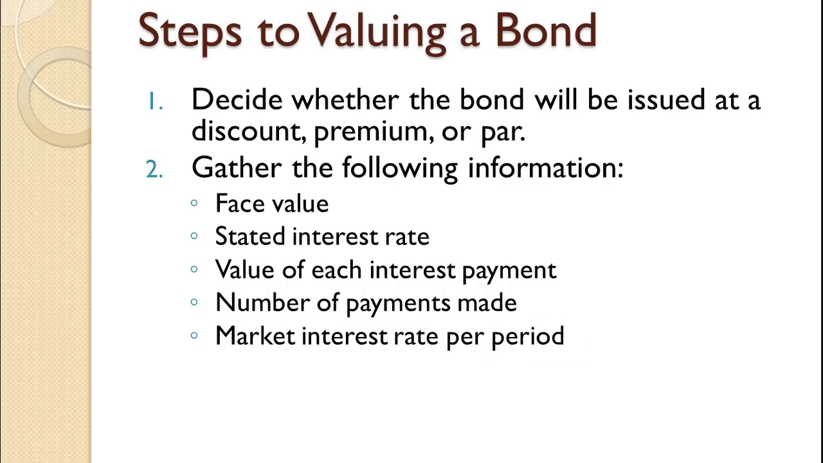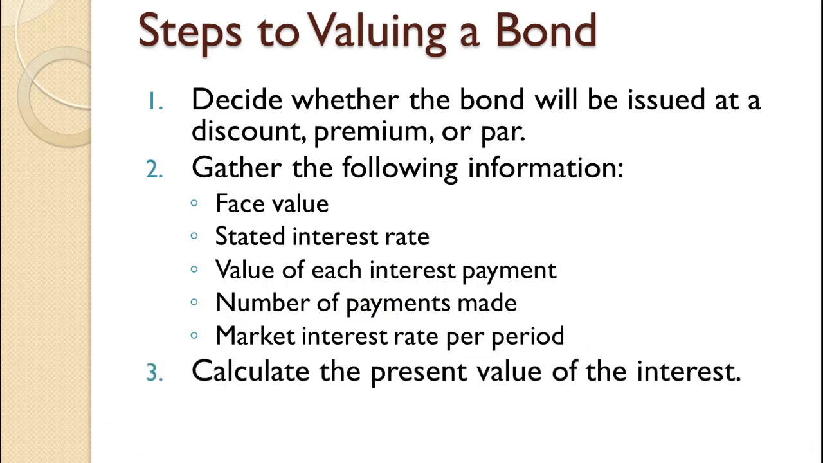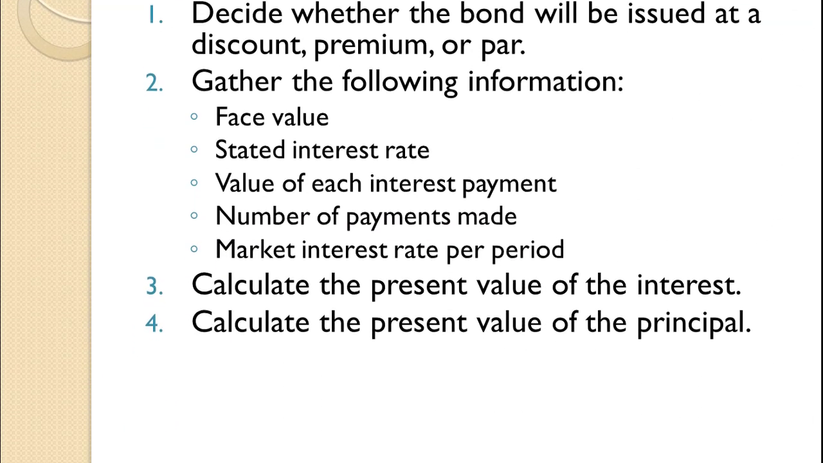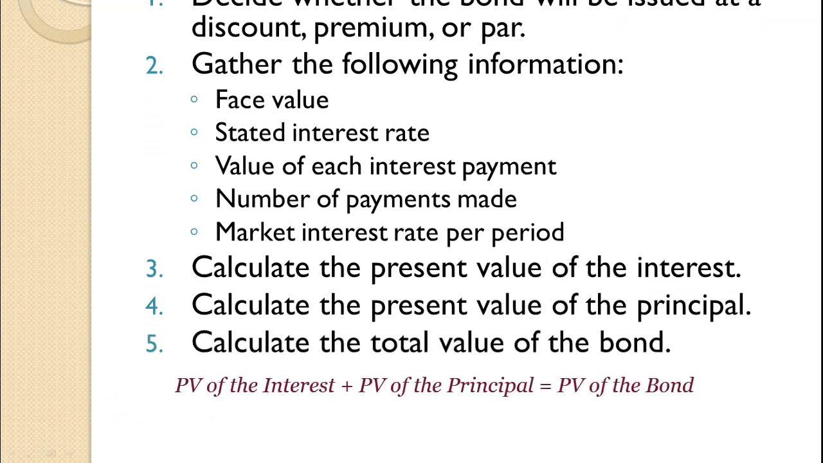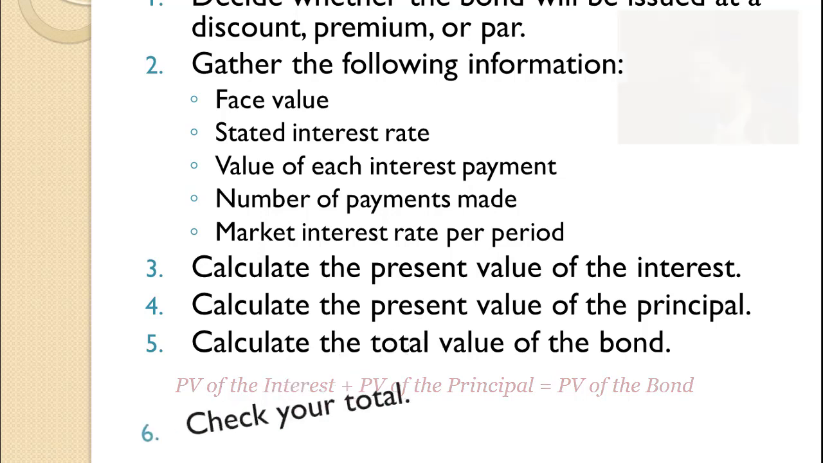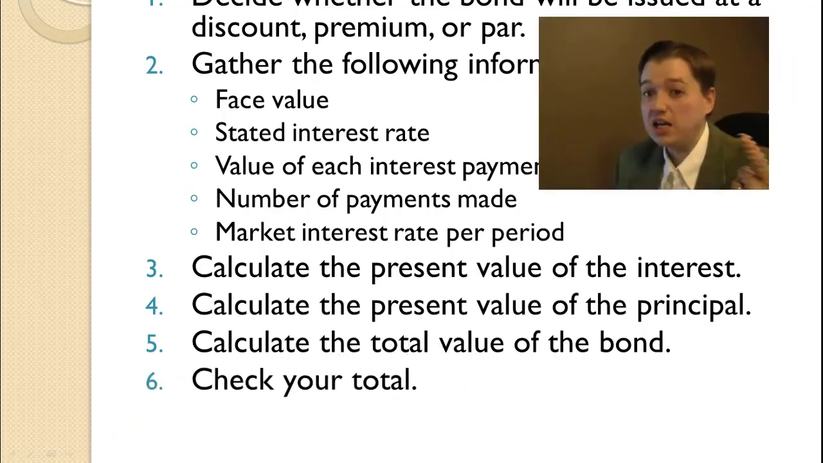Once I've got that key information, then I move on to calculating the present value of the interest and the present value of the principal. I add them together, and that's the value of my bond. And I'm not done. Last thing I do is I check my total with what I thought I'd get. Did I come up with a discount? Is it less than the face value? Did I come up with a premium like I was supposed to? It's more than the face value.